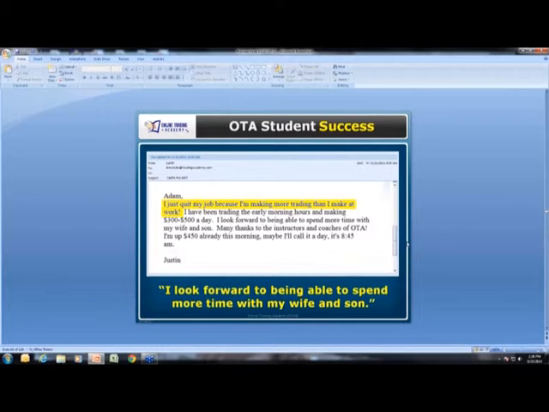And do it with the automation. There are many fine broker-dealers out there where you can execute your trades and automate their entries and exits around these high-probability supply and demand zones. Justin goes on to say, I've been trading the early morning hours, making $300 to $500 a day. I look forward to being able to spend more time with my wife and son.